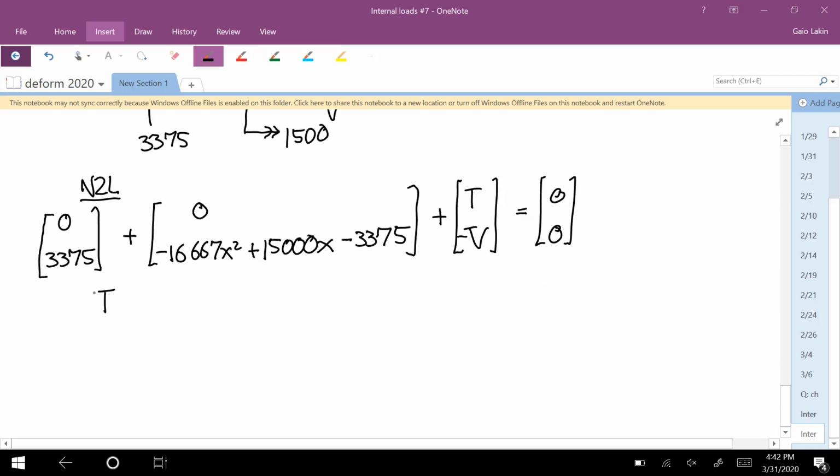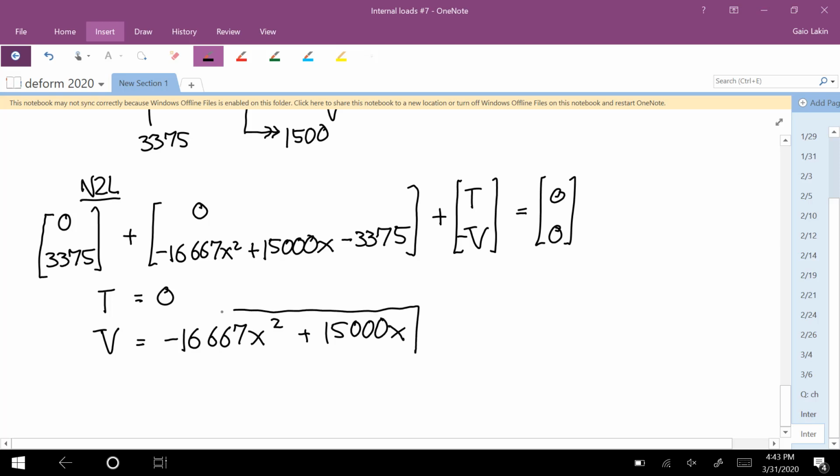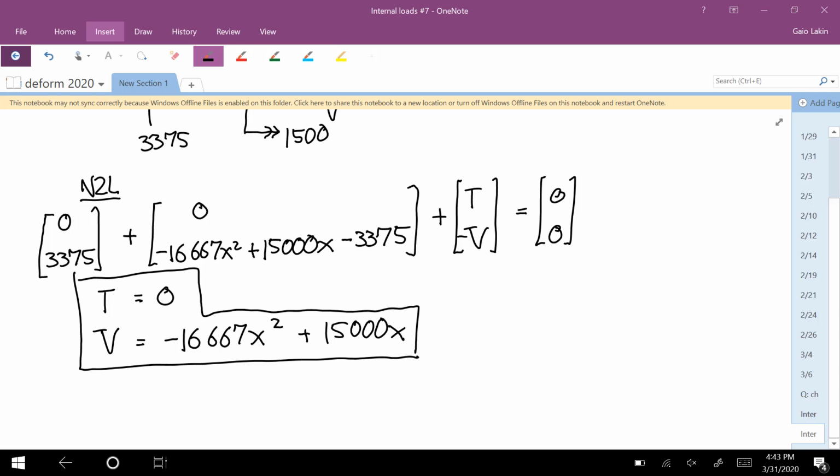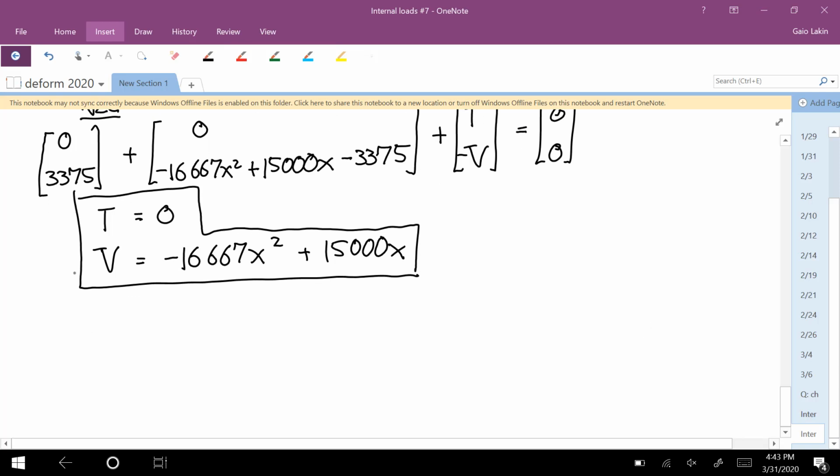Okay, so what we get out of this is that the internal tension is 0, and the internal shear force is negative 16,667 x squared plus 15,000 x. And then we have a plus 3375 minus 3375, so it just comes out to this. Okay. And now we can go to the moment equation. I'll do it about the z-axis first. This is going to be ugly. So what do we have?